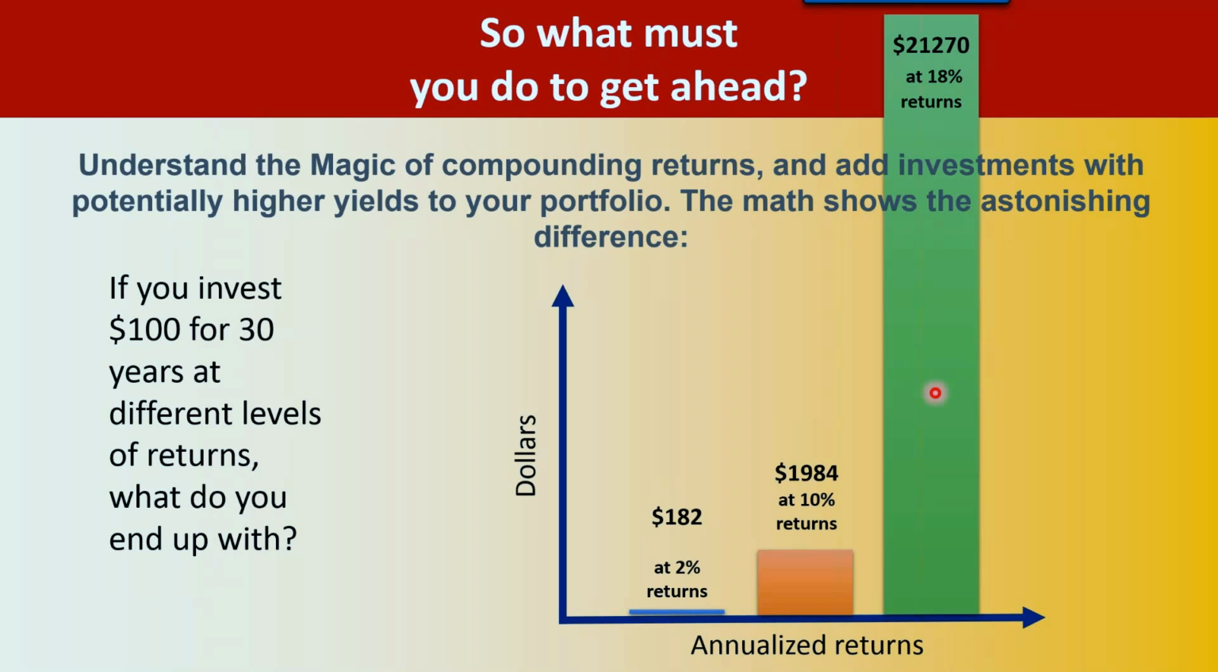And I understand that the green bar will probably have much higher risk than the blue bar, but that's why you mix investments. You don't want to have all of your investments here. You don't want to have all of them here. You want to have a mix of the green, the orange, and the blue bars.